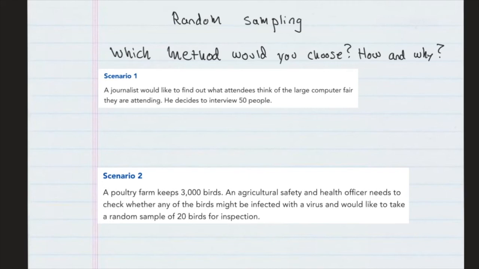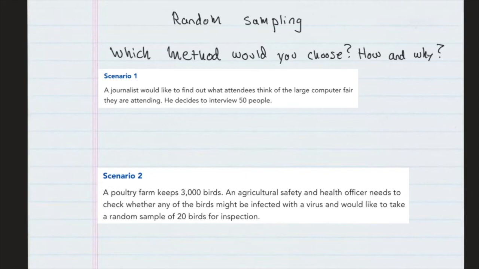So should he do a simple random sample, which is just selecting people at random with no preparedness? Should he do a stratified random sample, and with these 50 people, separate the computer fair attendees into different groups? Or should he do a systematic random sampling, and say every 12th person he's going to sample?